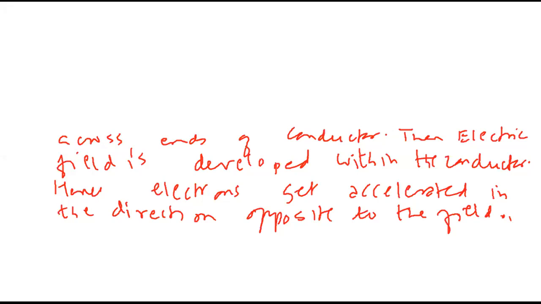Done? Yes, sir. Okay, read the next one. Plot a graph showing variation of current versus voltage for the material GaAs. Okay, GaAs means gallium arsenide. It is actually an LED, light emitting diode, okay? Gallium arsenide is a light emitting diode, that means a semiconductor, okay?